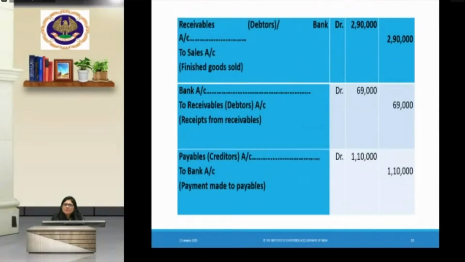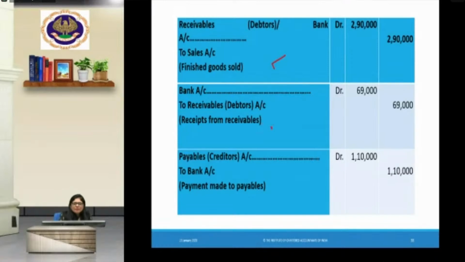Then the receivable from debtors. So debtors or bank account debit to sales. It's the total financial entry. It has no effect on control accounts. But you have to pass the entry because we have integrated both the systems. So we have to pass the cost accounting entries also and financial entries also. Both the entries we have to pass.